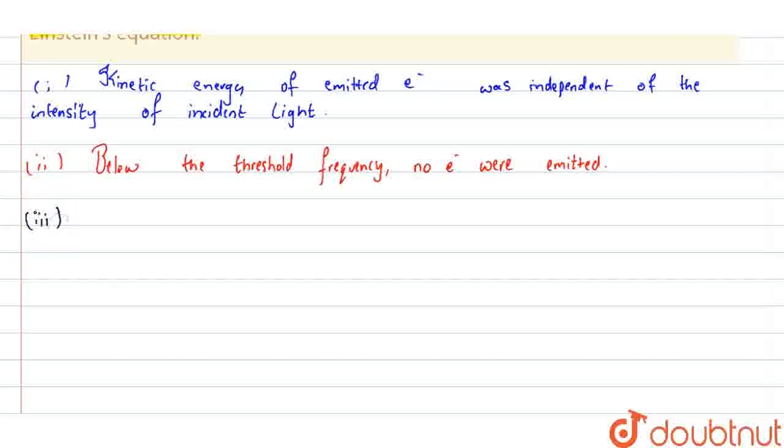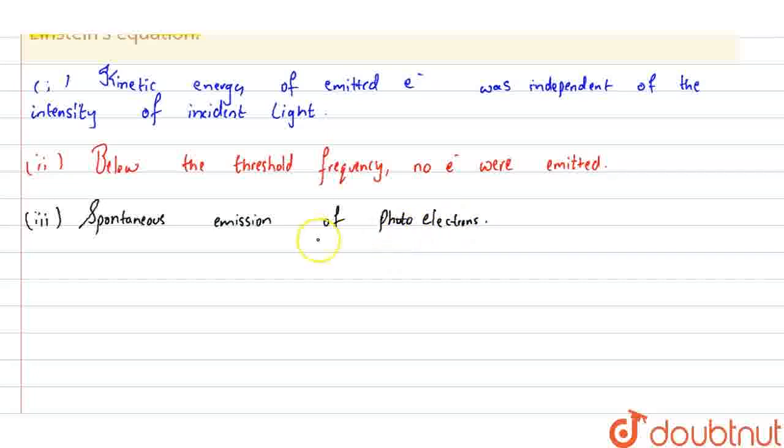Third point is that it could not explain how there is spontaneous emission of photoelectrons. Photoelectrons are electrons that were emitted because of photoelectric effect. So why could it not explain this spontaneous emission of photoelectrons?